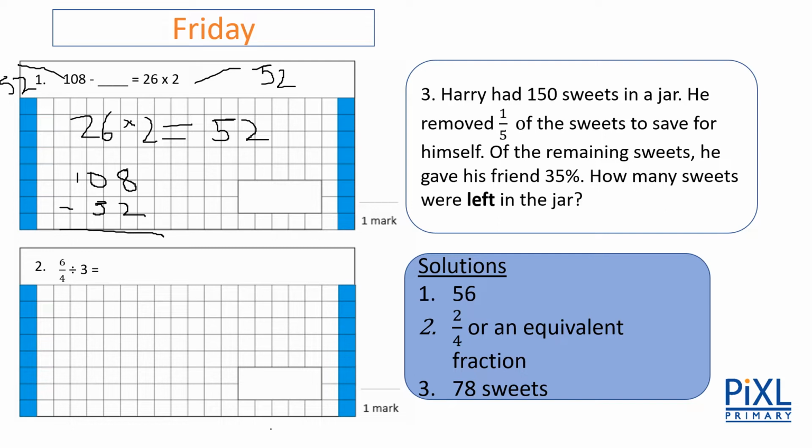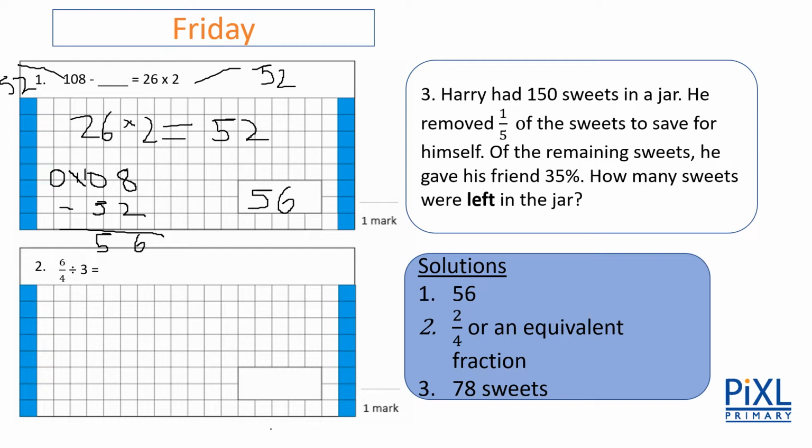8 take away 2 is 6. 0 take away 5, I can't do that, so I'm going to have to come to my 1. That becomes a 0. And my 0, I exchange and regroup to create 10. 10 take away 5 is 5, so 56. There's my answer. Perfect. Right, moving on to question number 2.